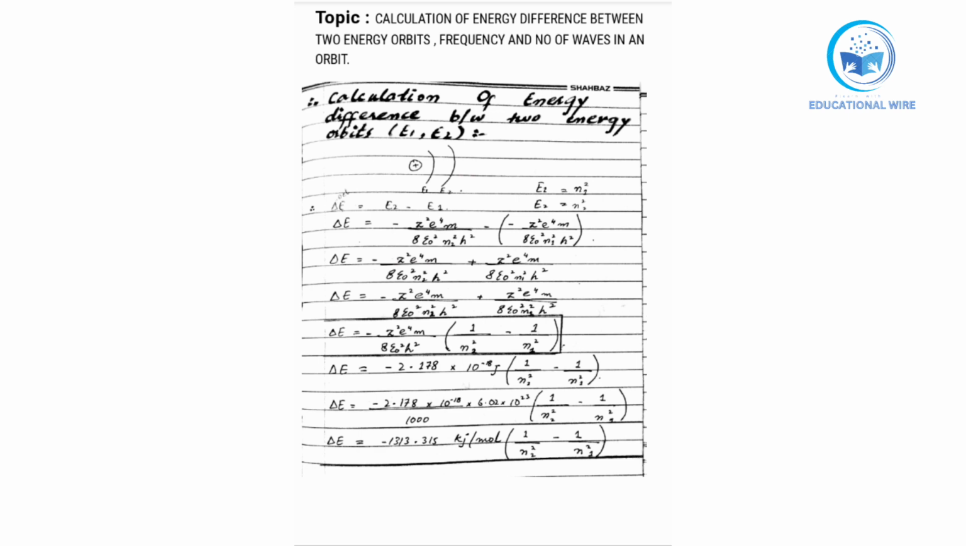After that, here we have a formula that del E is equal to E2 minus E1. With this one formula we can find the energy difference between two energy orbits. After that we will use the formula of total energy, that is minus Z square e power 4 m upon 8 epsilon naught square h square n square. Here n2 means we are using the E2 energy, and n1 means we are using the first energy, the number of orbits.